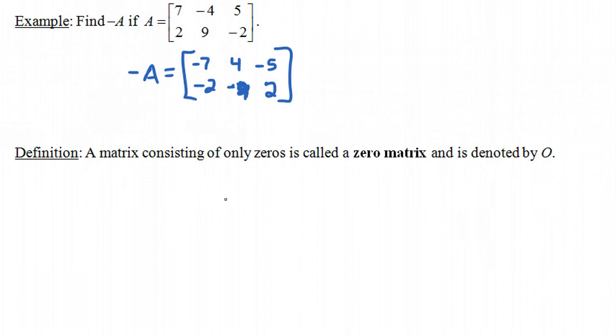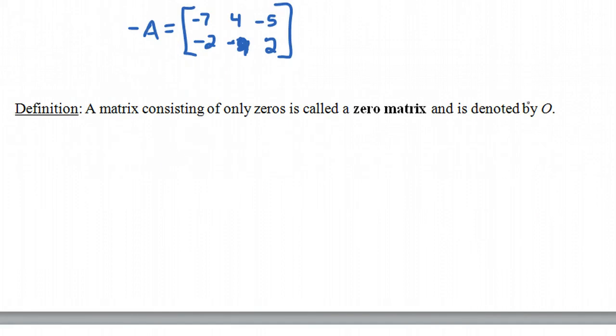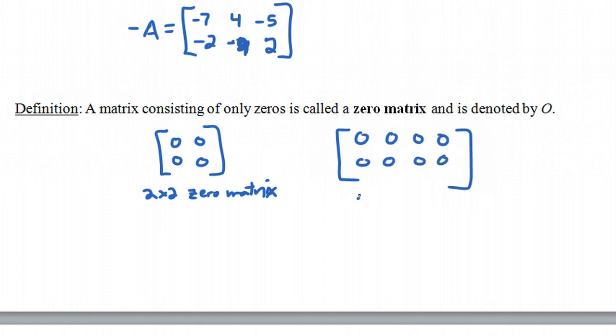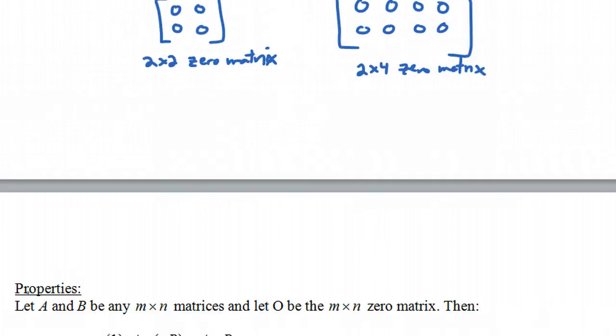Now, a matrix consisting of only zeros is called a zero matrix and is denoted by this capital O here. Now when we say a zero matrix, why do we say a zero matrix as opposed to the zero matrix? Well, this is a 2 by 2 zero matrix. There are other kinds of zero matrices though. For example, you could have a 2 by 4. This is a 2 by 4, right? There's 2 rows, and there's 4 columns. This is a 2 by 4 zero matrix. So any matrix that has all zeros in it is called a zero matrix.